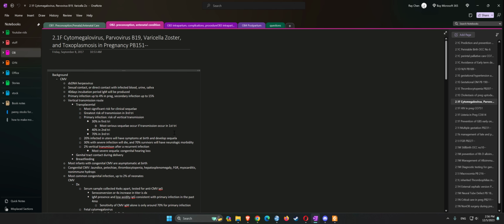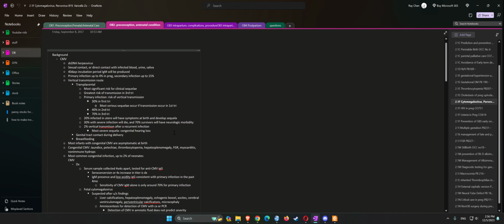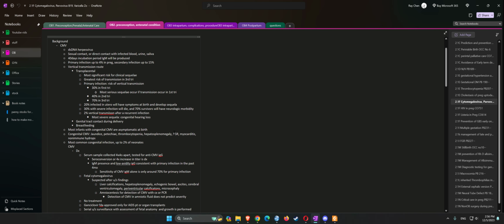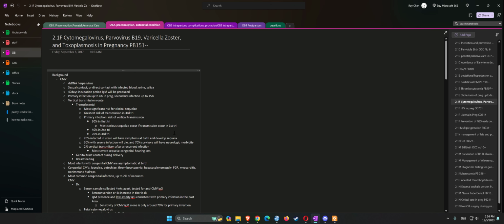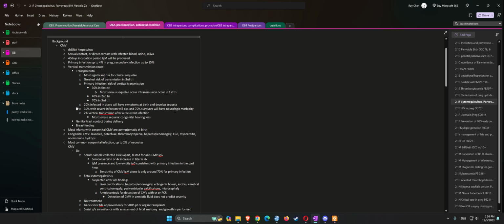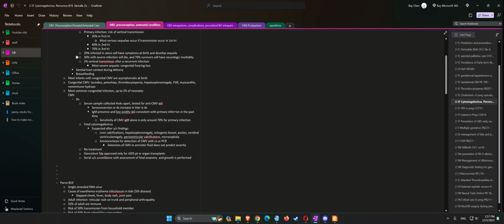So this patient had an IUGR baby, and you ordered the CMV test. It came back positive. How would you counsel this patient?